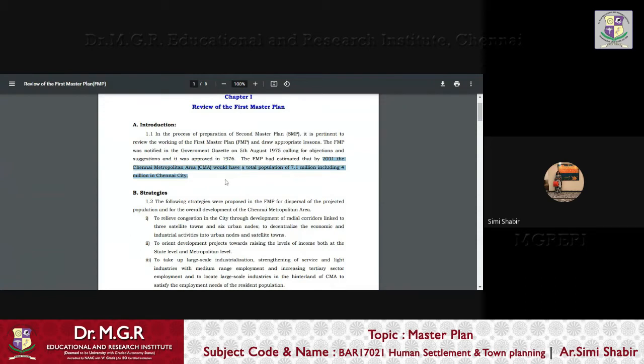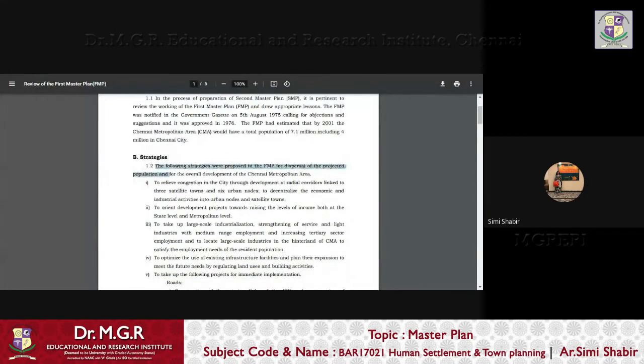there were a lot of tools that were put in place to gather, by means of survey, the projected population for the city of Chennai, that is only in the Chennai metropolitan area. By 2001, the estimate was around 7.1 million, that is including the 4 million of the Chennai city also. Now, let us have a look at the strategies that were proposed in the first master plan for dispersal of the projected population and for the overall development of the CMA.